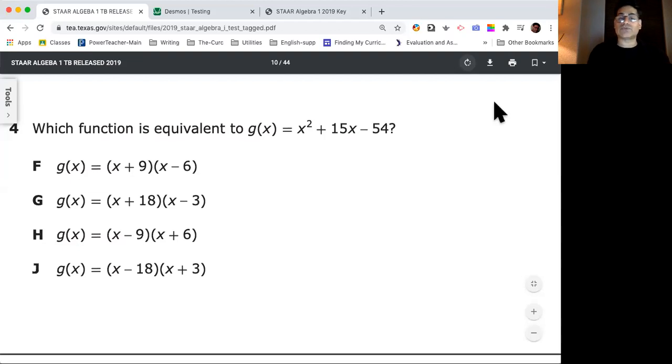We move on to question number 4 in this exam, and this asks me, which function is equivalent to g of x equals x squared plus 15x minus 54? By the time the assessment is done, well, let's back up.